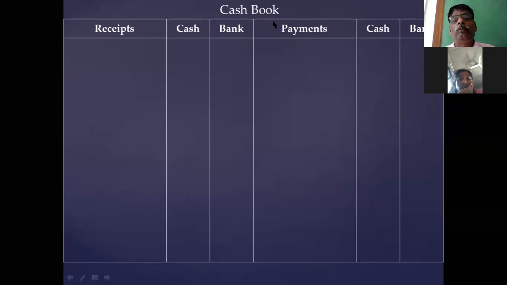Okay, the cash book is prepared for the purpose of ascertaining the cash sale, cash purchase, opening balance of cash, and closing balance of cash. These are the four important aspects. Along with these four, another two are there.